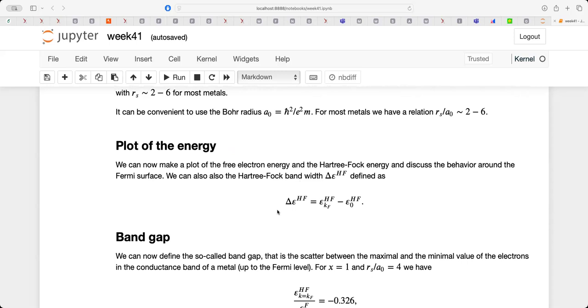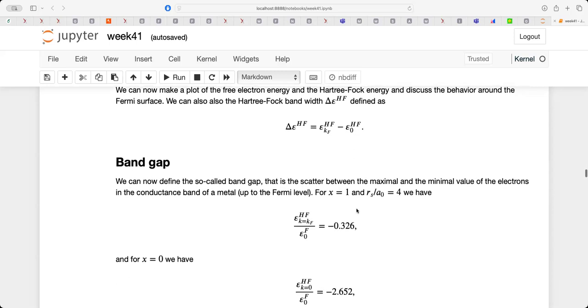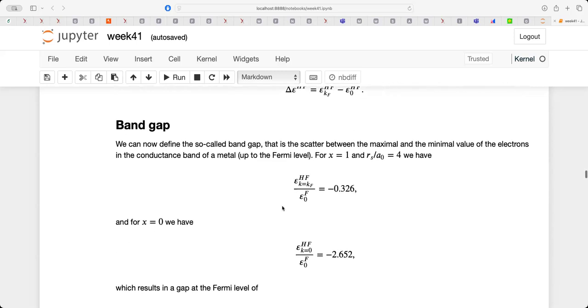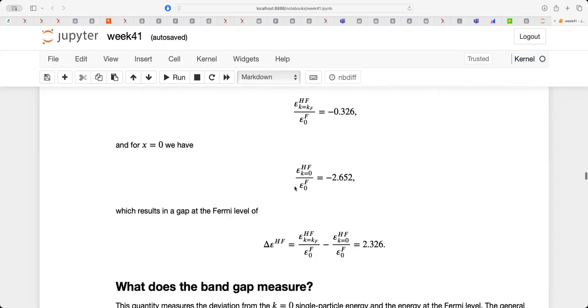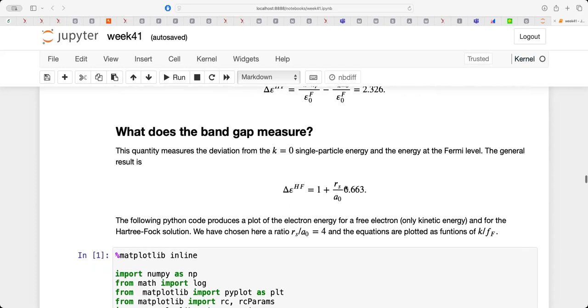So we call this the Hartree-Fock band gap, which is then the difference between the energy at the Fermi level and the energy at k equal to 0. In this specific case, if you take the Hartree-Fock result and divide it by the unperturbed energy, just the kinetic or non-interacting energy, then we have 0.326. And if we look at the Hartree-Fock equation at k equals 0, this ratio is minus 2.652.